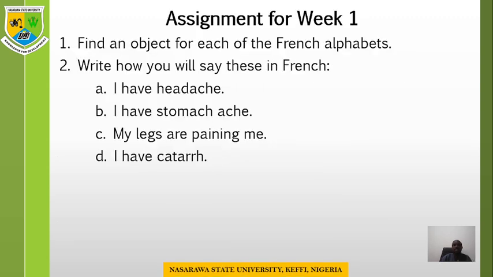Assignment for week 1 now. Listen. Find an object for each of the French alphabets. You should be able to mention that. We have given some examples. Write how you will say this in French. That is the second assignment. Write how you will say this in French. I have headache. I have stomach ache. My legs are paining me. I have catarrh.